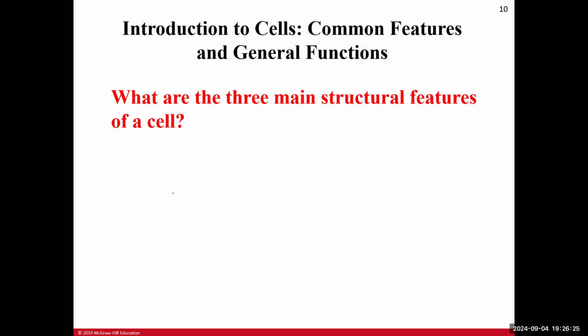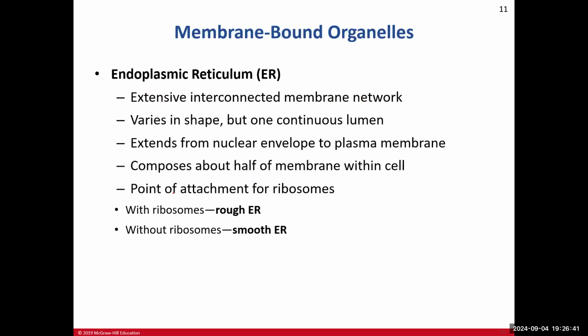So what are the three main structural features of a cell? All right, remember that one slide I showed you? There were three things that make up what a cell is. Plasma membrane, nucleus, cytoplasm. Nailed it. Good job. Yep. Good. All right, perfect.